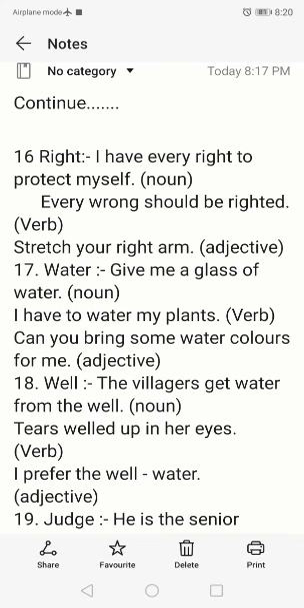Tears welled up in her eyes. Welled up means filled with tears. So here, welled up is used as a verb. And also, well can be used as an adjective. I prefer the well water.